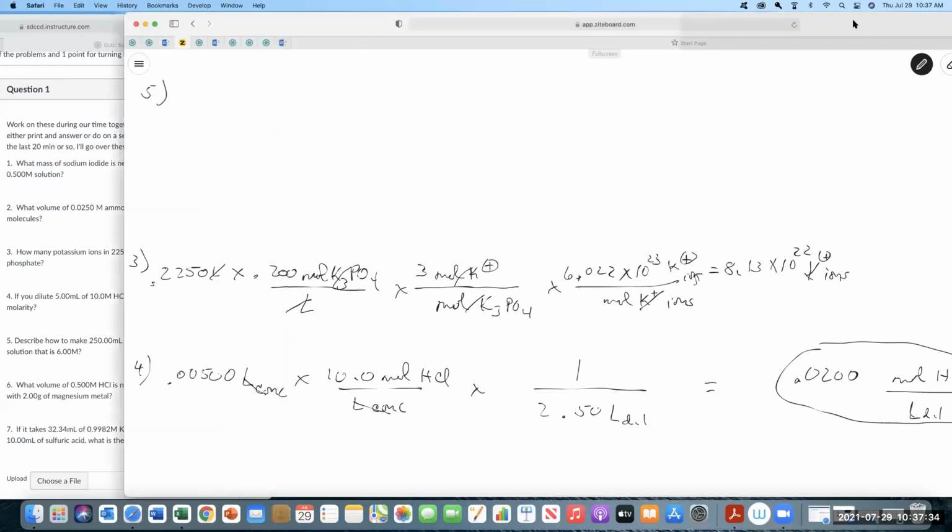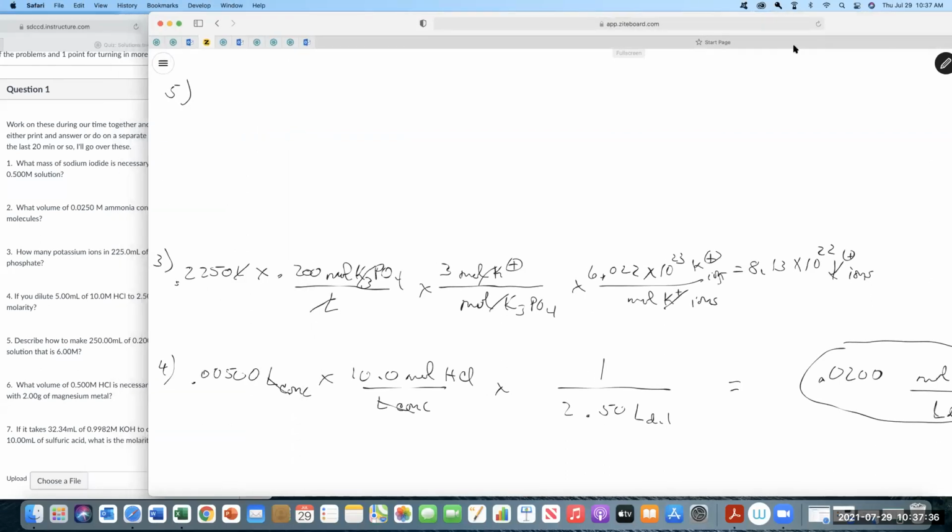So in the interest of thinking backwards, when I say describe, I want more than just the number. I want you to say, so what I'm going to do is I'm going to dilute a certain number of mils. You can put it in liters if you want, but I'll just do it in milliliters. Milliliters of the stock solution to, what is it, 250.